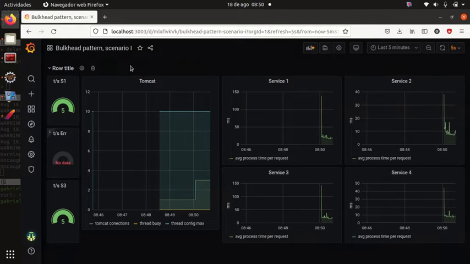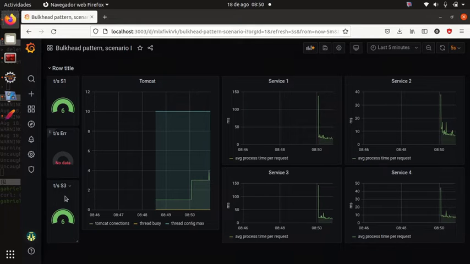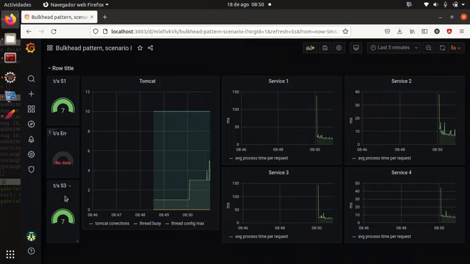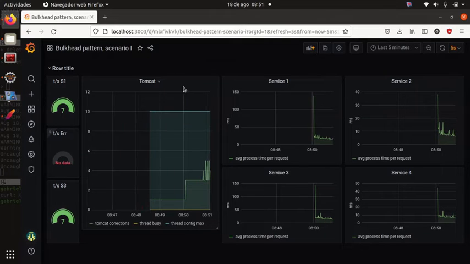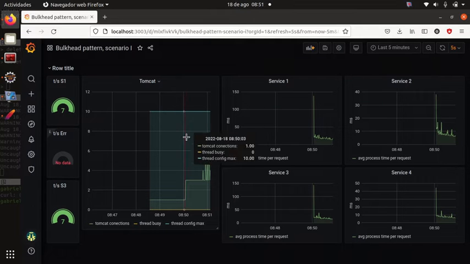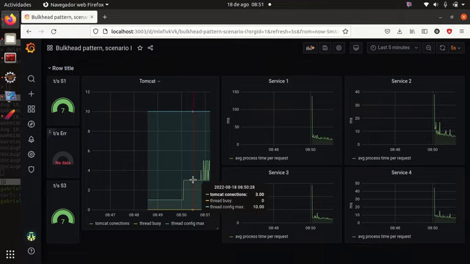On the left side of the screen, this graph shows the transactions per second that service 1 is processing, and the incoming transactions per second that service 3 is processing. We are about to finish the ramp-up period, so now we are processing a total of 14 transactions per second. And here is the server status. We are monitoring the number of busy threads and the number of connections that the service is using.